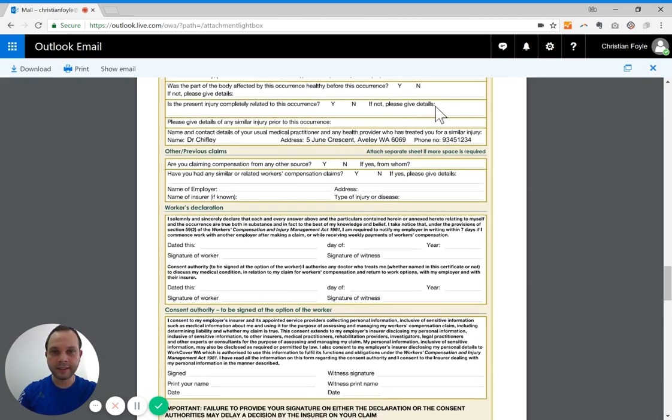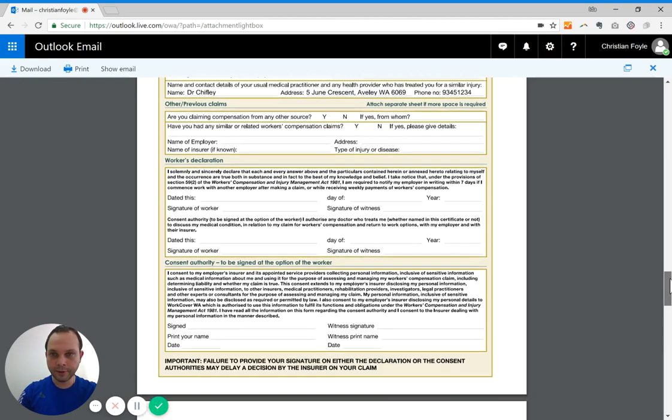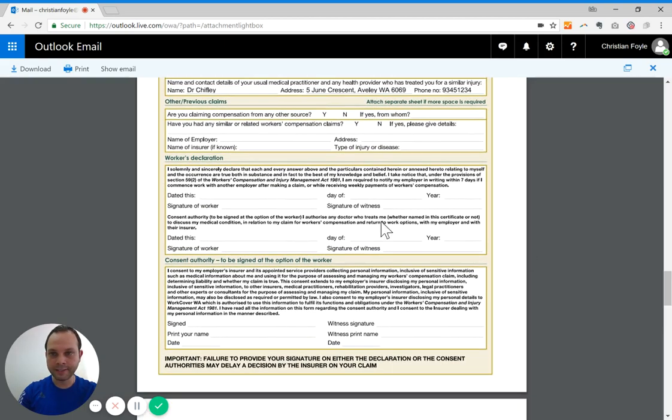The questions then get into whether the part of the body affected was healthy before this occurrence. If it was, you'd ordinarily state yes. Is the present injury completely related to this occurrence? Again, in most situations, you'd say yes. Please give details of a similar injury prior to this occurrence. We've completed this on the basis that there wasn't a similar injury prior to this occurrence, so we've left that line blank. We've stated the name of the general practitioner here to be Dr. Chifley.